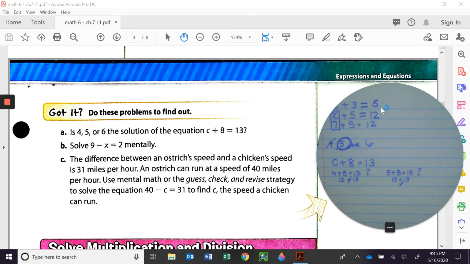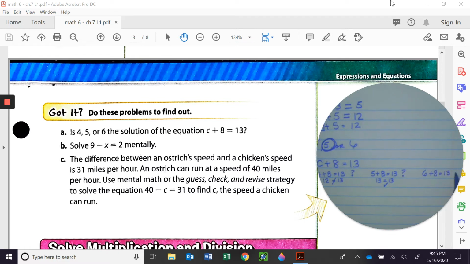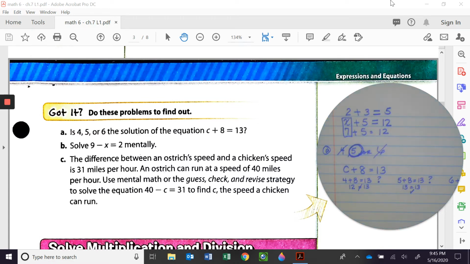You could try 6 just to be on the safe side. 6 plus 8, we want to know, does that equal 13? Well, that's 14 equals 13. Is that a true statement? No, it is not. So that means 6 can also not be our answer. So 5 is the only solution we can have.